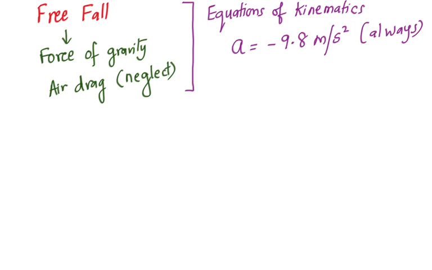And the acceleration, because it's acceleration due to gravity, because the force which is acting on the object is the force of gravity, will be taken as negative 9.8 meter per second square, or to simplify, sometimes we might also see in exams they take it as negative 10 meter per second square. Always. So either negative 9.8 or negative 10, but negative will be there always because force of gravity acts downwards, and downwards is taken as negative.